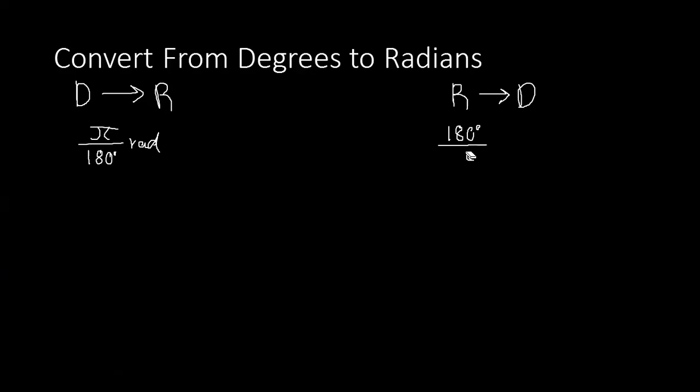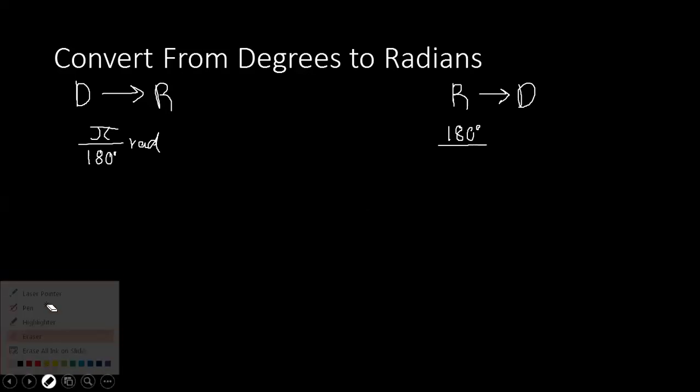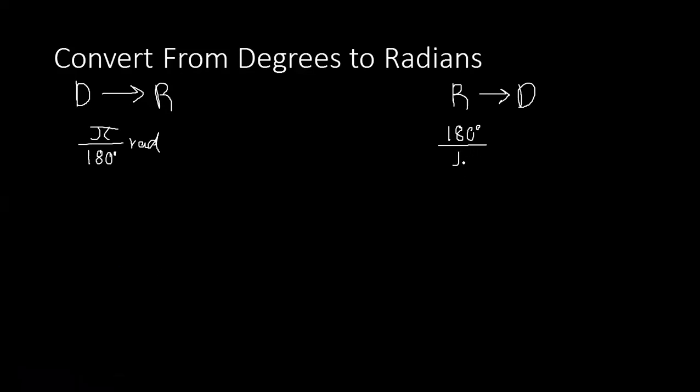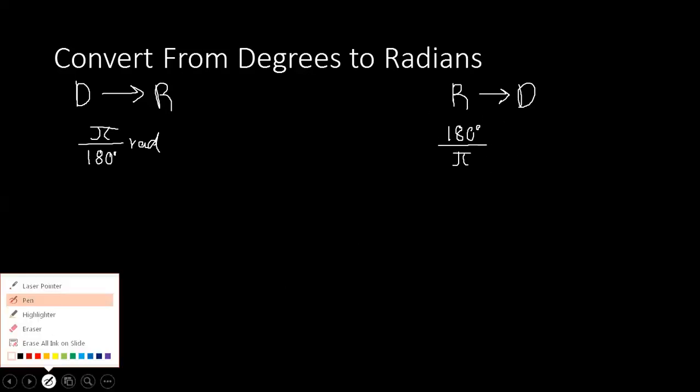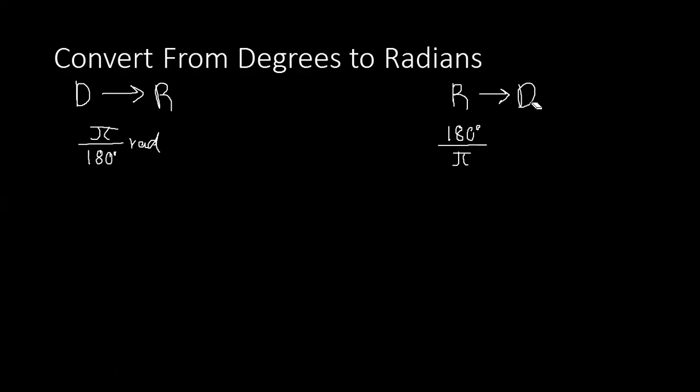Let me just fix that. There you go. So here, if you're going to convert a given angle that is in radians, just multiply it with this one. All right? So let's have some examples. Let me just erase this one, right? Okay. So let's start with this one.